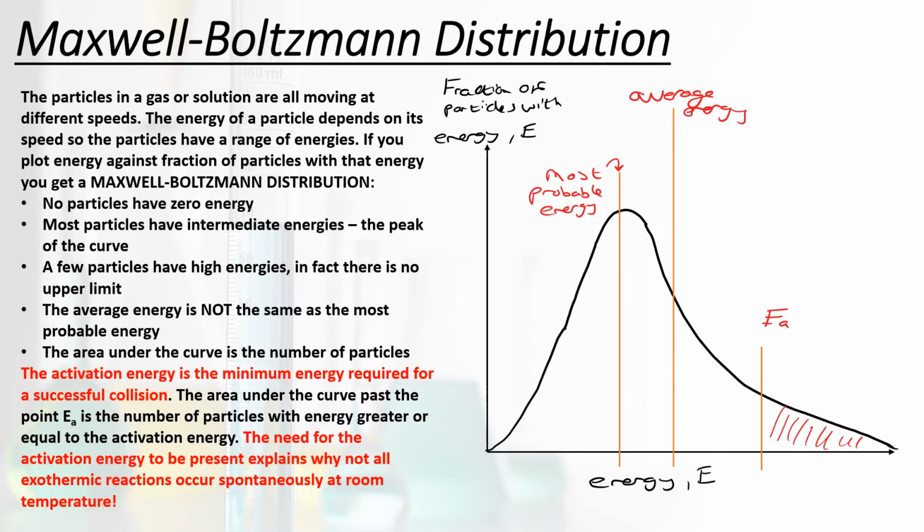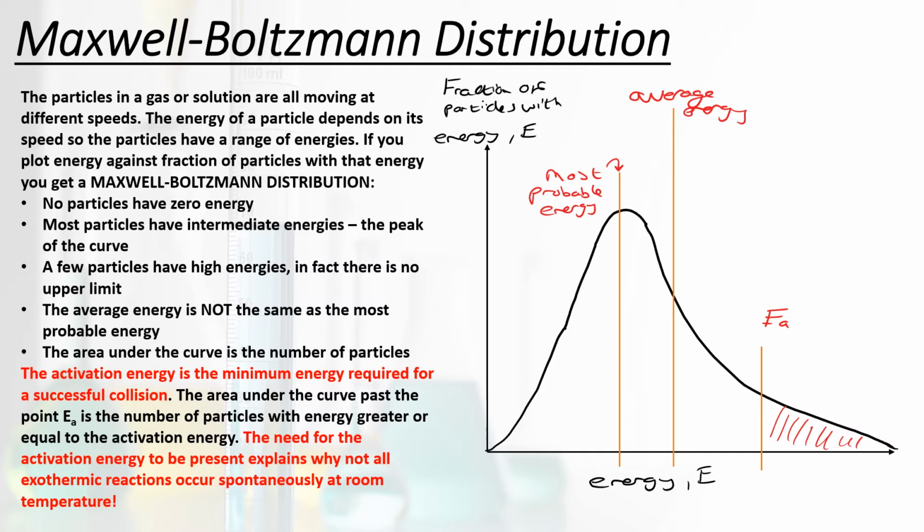Now the area under the curve past the point EA, which I've shaded in red, is the number of particles that have energy greater than or equal to the activation energy. Because our activation energy is the minimum energy required to start breaking bonds for a successful collision, this is the number of particles that partake in successful collisions. And again, remember the area under the curve is the number of particles, and the area under the curve past the EA point is quite small. So there's a very small number of particles that have that activation energy.